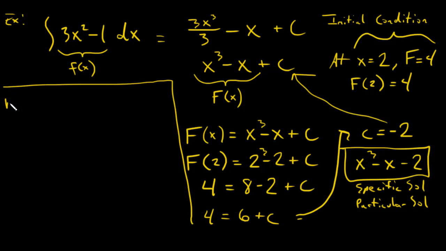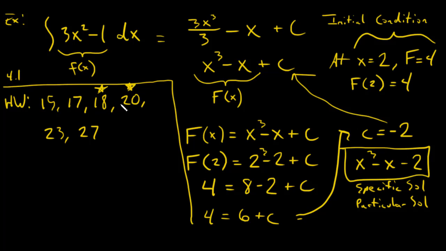So, if you will, tackle for homework 15, 17, 18, 20, 23, 27, and let's call that good. These are from 4.1. We're in 4.1 now. Let's start with 18, 20, and 27. Those are the three I'll be going over at the beginning of next lecture.